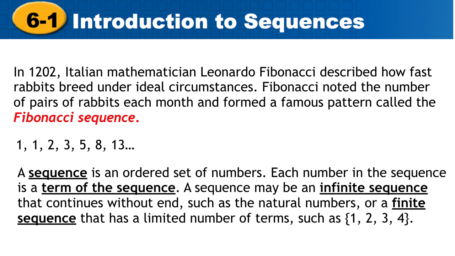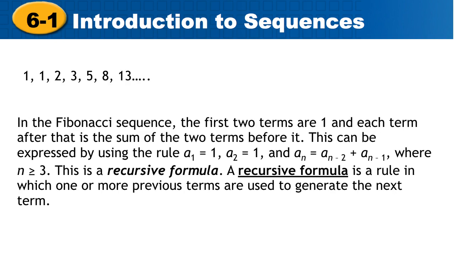A sequence may be an infinite sequence that continues without end, such as natural numbers, real numbers, whole numbers, and the Fibonacci sequence, or a finite sequence that has a limited number of terms, such as a set that has only the elements 1, 2, 3, 4. There are only 4 terms, so that's a finite sequence. The Fibonacci sequence, or the natural, whole, and real numbers are infinite sequences.